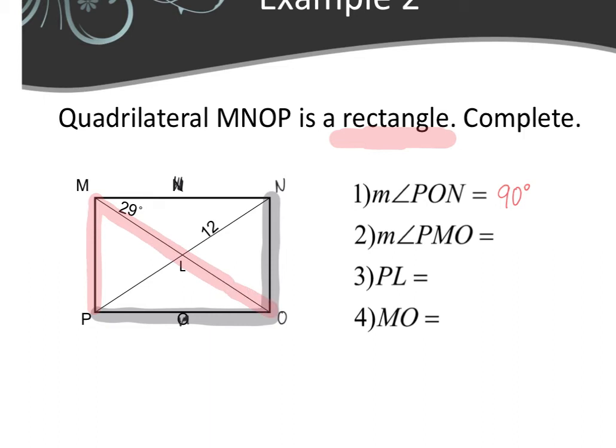What should this angle be? How'd you get that? 99. Good. It's just going to be 90 minus 29. Excellent. Nice job, Juliana. 90 minus 29, which is 61. Okay. And PL? 12. Good.